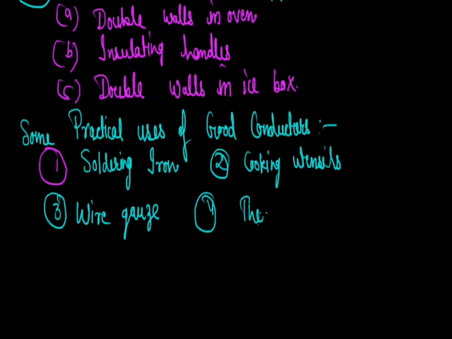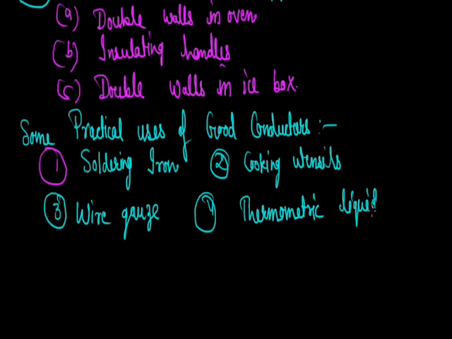Next, thermometric liquid. The liquid used in a thermometer must be a good conductor of heat so that it may soon acquire the temperature to be measured by the thermometer. Since mercury is a very good conductor of heat, mercury is used as the thermometric liquid. Okay, and some other examples are also here. Covering of heating element in an electric geyser. The heating element is surrounded by the copper tube.